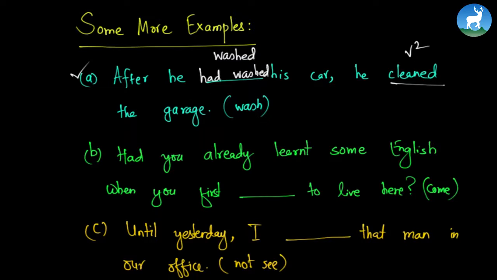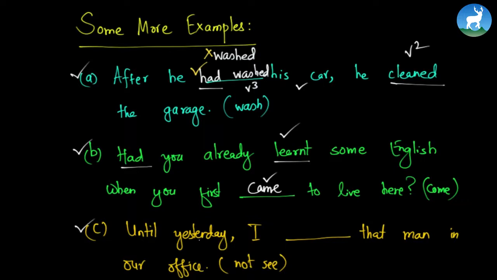Which one is correct? First one or the second one? I think the second one is correct, not the first one, because there is some kind of duration gap between one action and another action, and in that sense, we should always use had plus V3 in the completed action first, and we use simply V2 in another action. Let's go to the second example. Had you already learned some English when you first came to live here, right? Had you already learned? So we have a progressive aspect here. That's why we will use simple past tense.